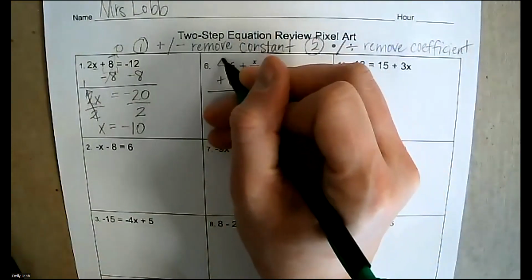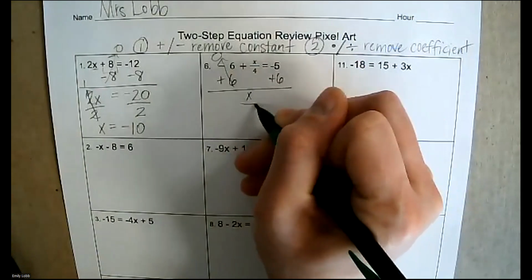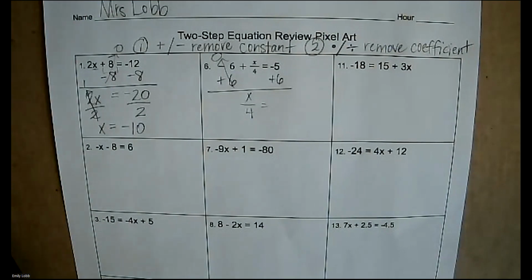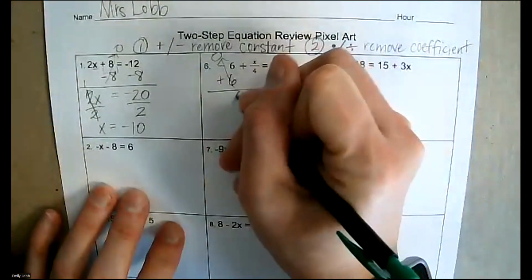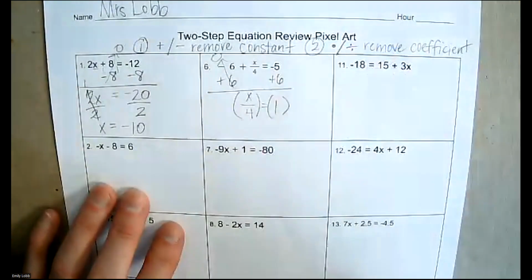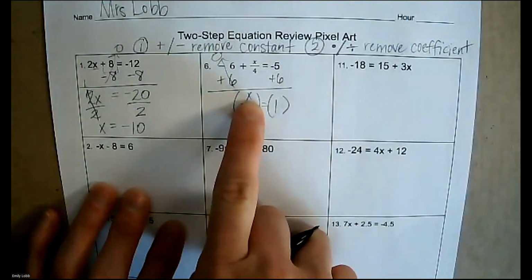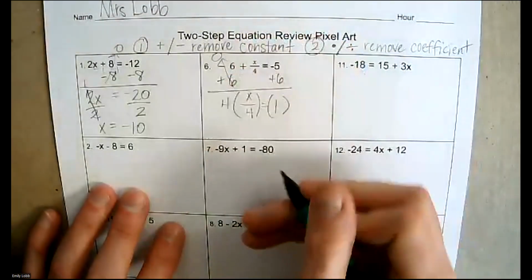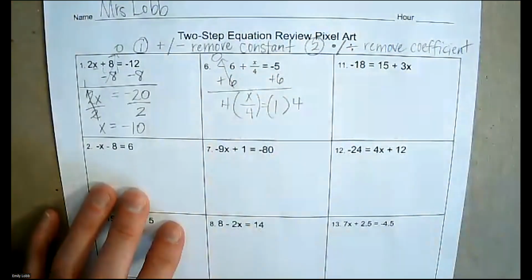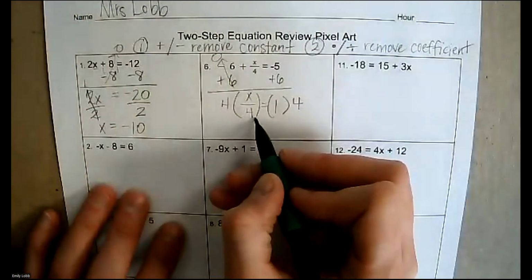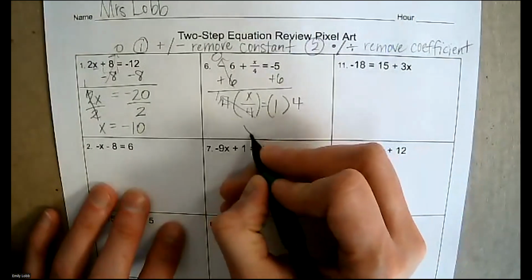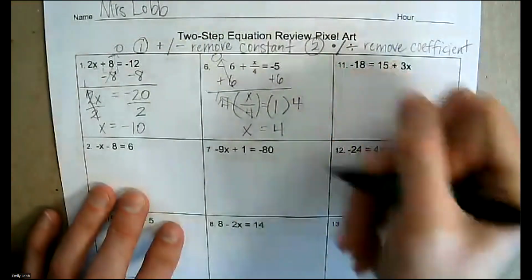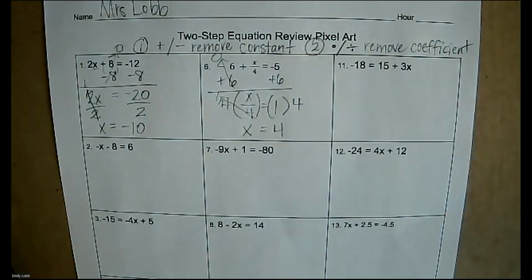So negative 6 plus 6 is 0. I'm left with x over 4 is equal to, what's negative 5 plus 6? 1. So be sure I put parentheses around it, because if I'm dividing x by 4, to undo that, I have to multiply the whole thing by 4. Whatever I do to the left side, I have to do to the right side. We do this because 4 divided by 4 is 1. 1x is just x, and that's what we want. What's 1 times 4? 4. So you would put 4 into that blue box there.